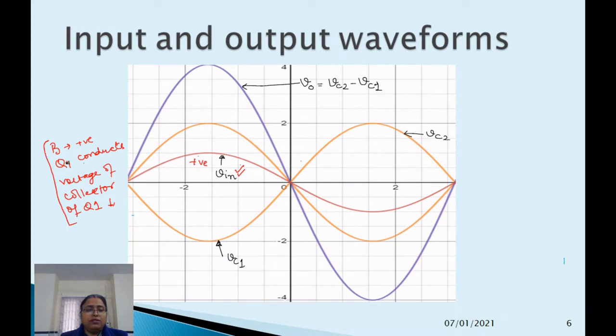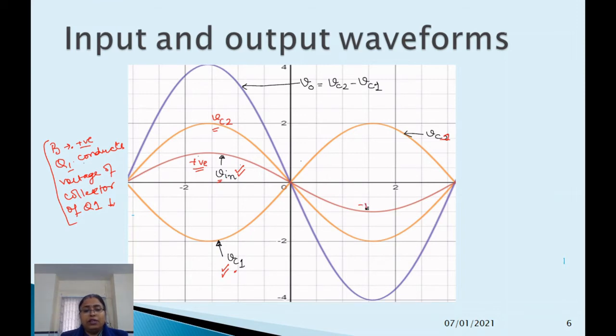So when we compare the status of these two transistors during the positive cycle of the input voltage, we see that the base becomes positive, Q1 conducts, whereas the base of the transistor Q2 becomes negative and it does not conduct. As a result, the collector voltage at Q2 is high as compared to the collector voltage at Q1. That's why it is shown here that VC1 is negative, and this is VC2. This is VC1 and this is VC2, right? So VC2 is positive as compared to VC1 in the positive half cycle.